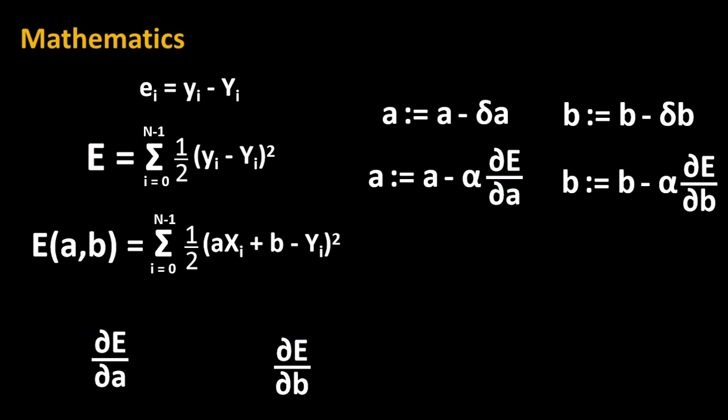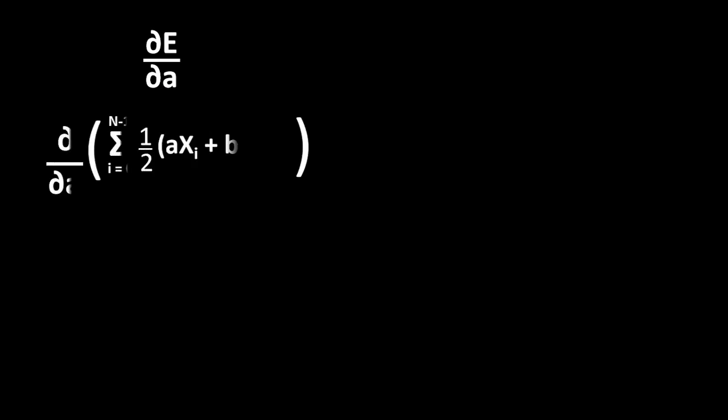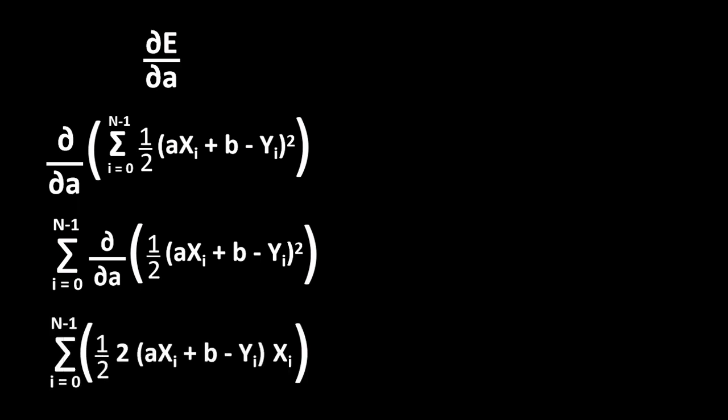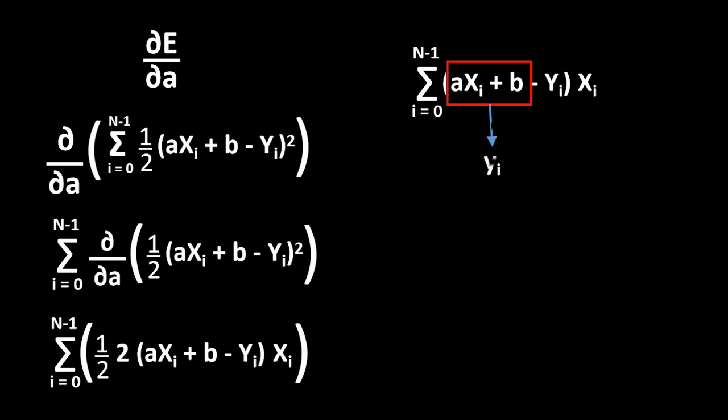So first, let us quickly calculate the value of del E upon del A. In the very first step, I have just substituted the value of E into del E upon del A. Now we can take this del upon del A inside the summation and finally differentiate the term inside the bracket with respect to A to get the following. Now we can rewrite a x_i plus b as small y_i. Therefore, our del E upon del A will become equal to summation of small y_i minus capital Y_i times x_i.